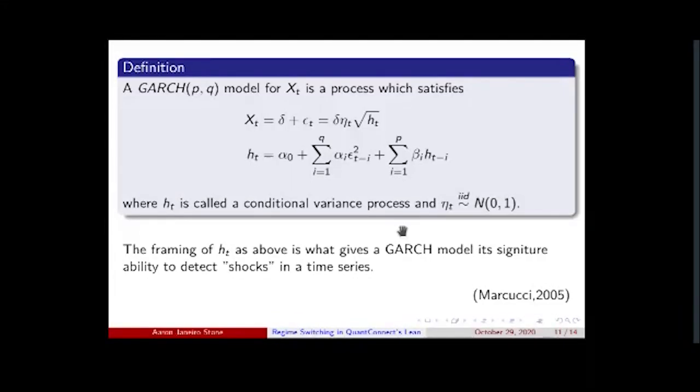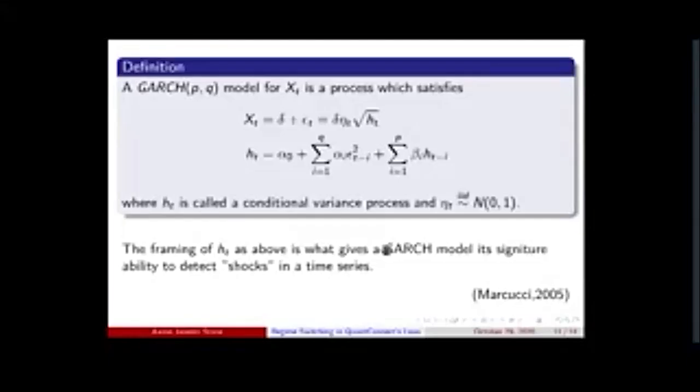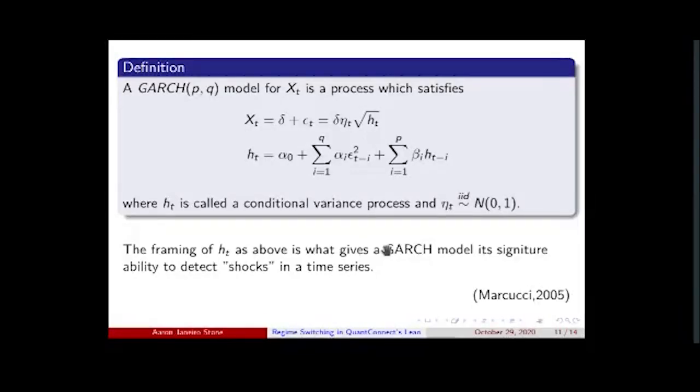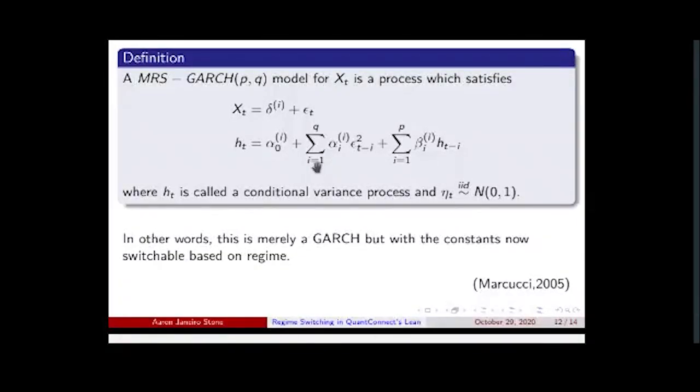In this case, a GARCH could also be used to specify changes, because it's a good way of detecting volatility. It's able to visualize volatility as a result of this h_t function. h_t is called the conditional variance process, and that process is what gives GARCH its signature ability to detect these shocks in a time series.